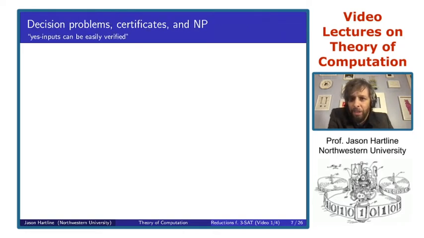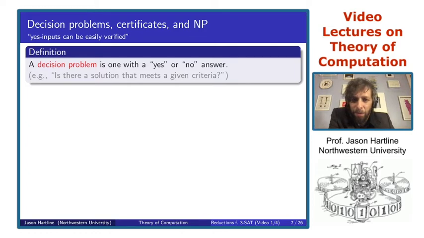So let's go over decision problems, their certificates, and the family of problems NP, non-deterministic polynomial time. A decision problem is an algorithmic problem that has a yes or no answer. It might be, does a graph have a large set of vertices that have no edges between them? It might be, does a graph have a cycle that goes through every vertex exactly once? It might be, does a Boolean formula have an assignment to variables such that the formula evaluates to true?